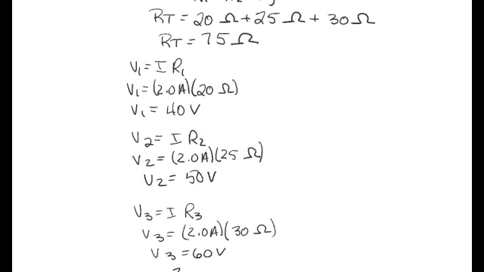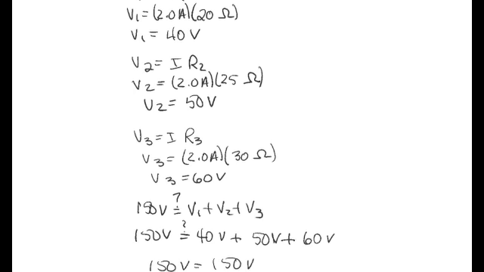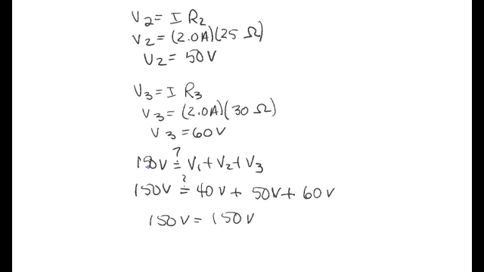And the question is, is that equal to the voltage supplied to the circuit? Now we know that the voltage supply is 150 volts. We've calculated that already. We add the voltage drops, 1 through 3. You find out there are 150 volts used up in the circuit. So yes, the voltage supplied does equal the sum of the voltage drops in the circuit.